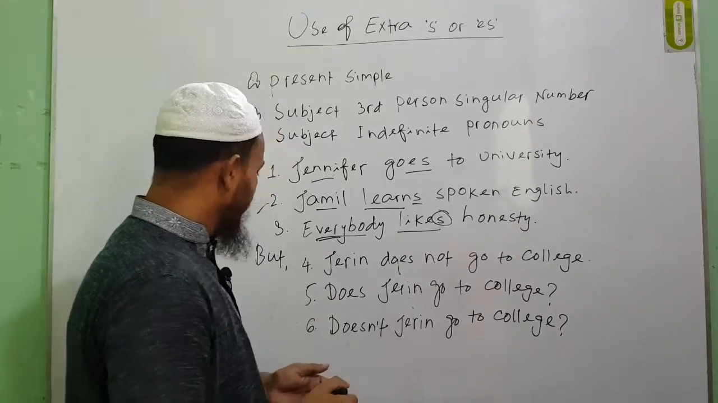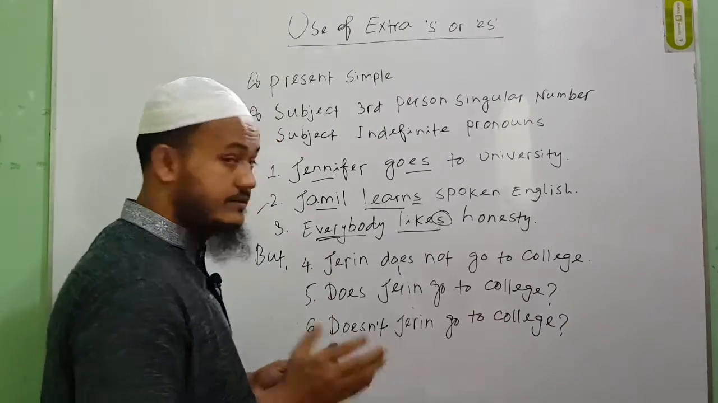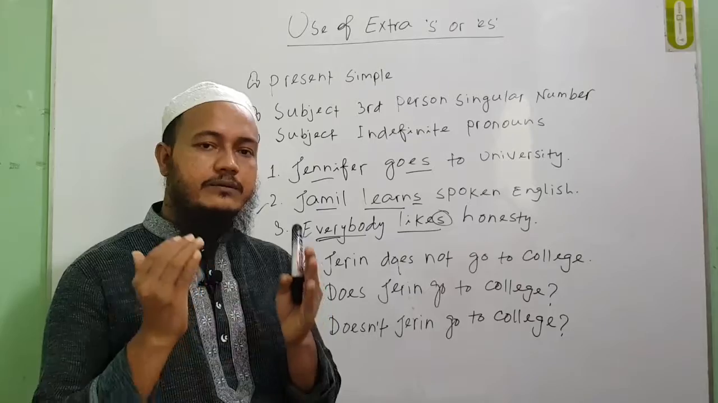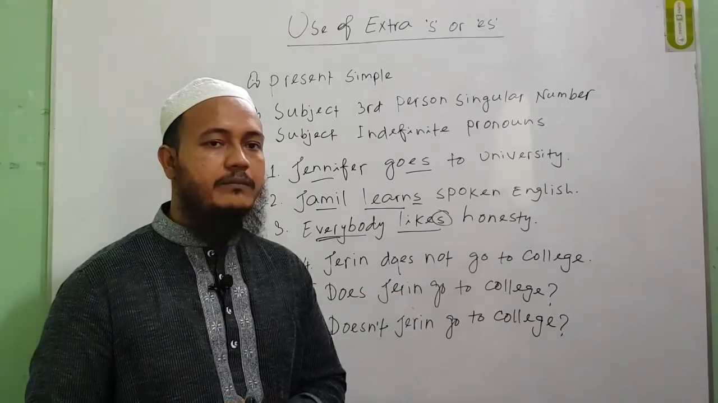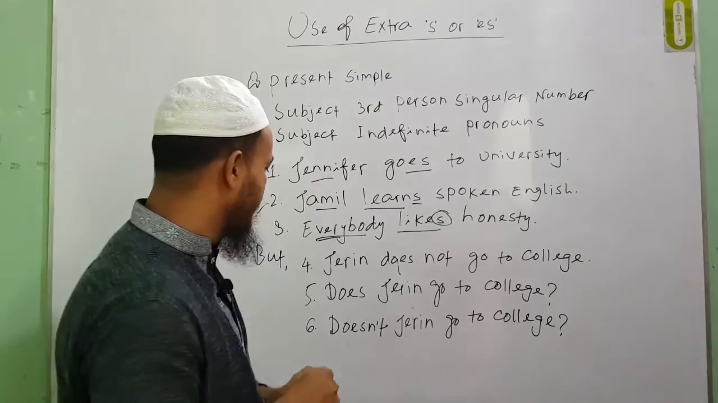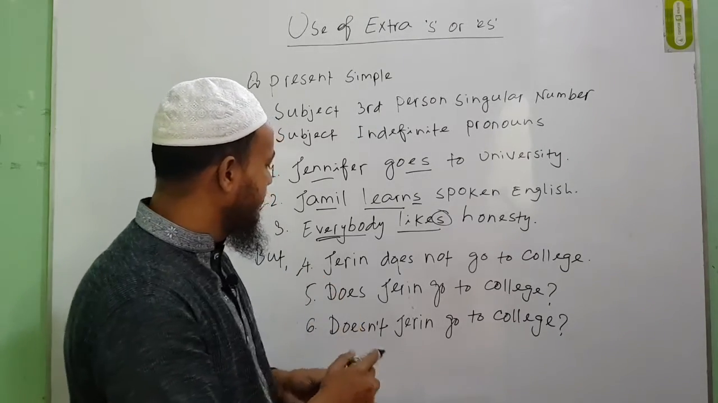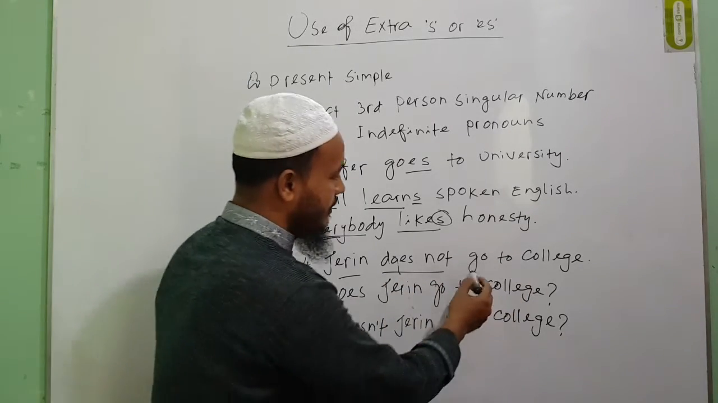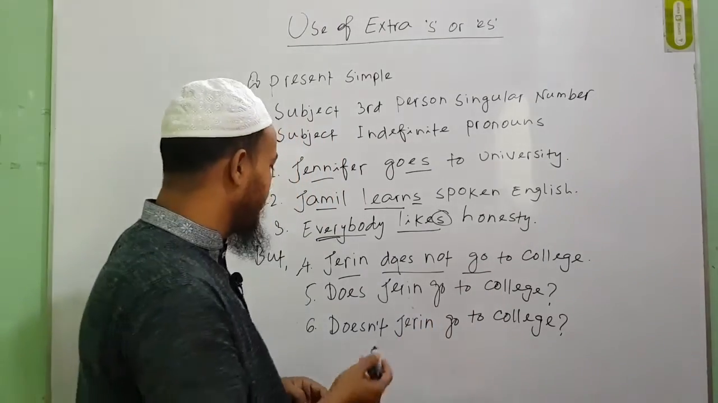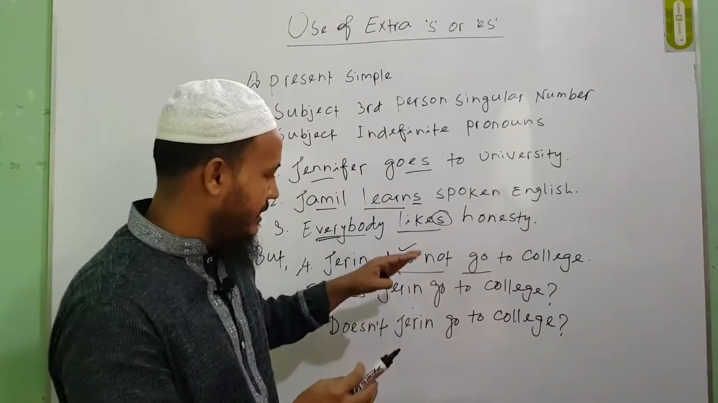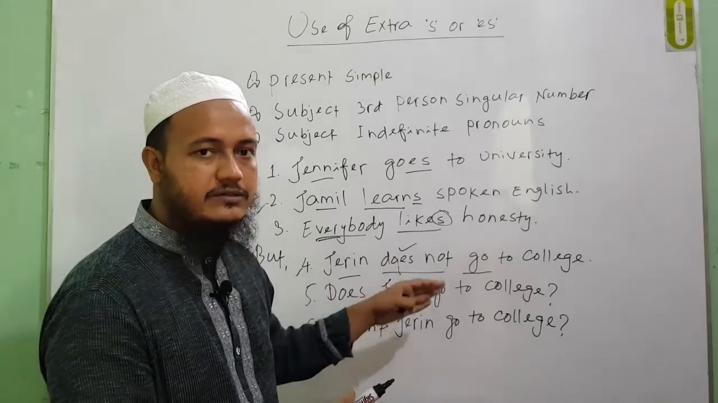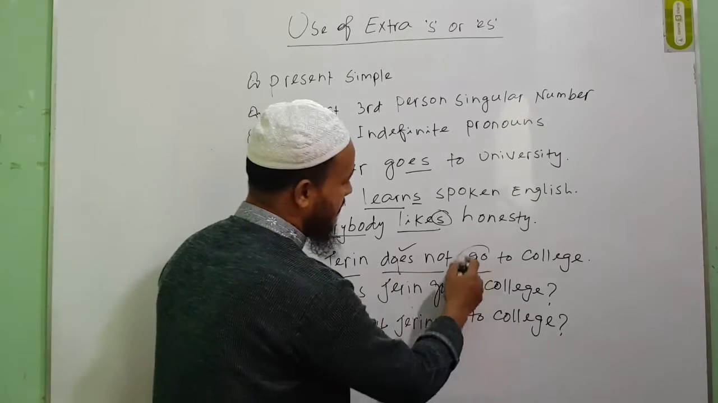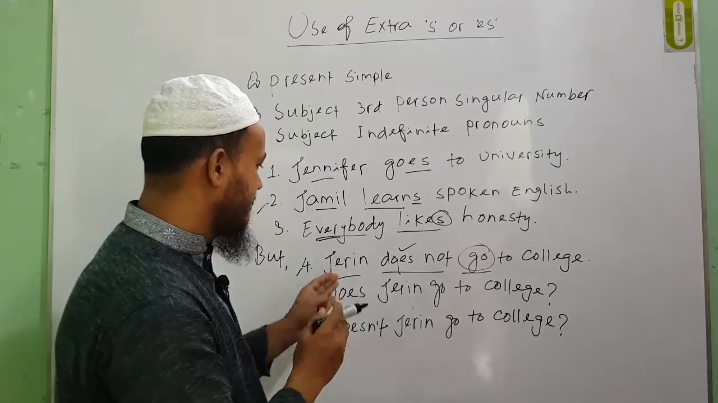But you have to remember, as I told you, if your sentence is negative, interrogative, or interrogative negative, you are not going to use extra s or es with the main verb, though your subject is third person singular number. Look at the example: Jerin is third person here. Jerin does not go to college. Here we are not using extra s or es with the main verb, because here we have written does not. After does not or do not, we never use extra s or es with the main verb. So Jerin does not go, the principal form of the verb. Jerin does not go to college.